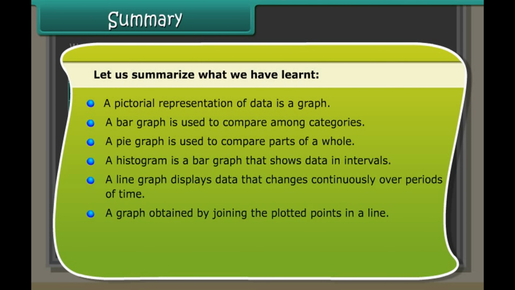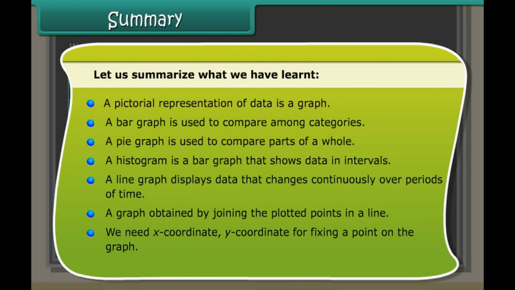A graph obtained by joining the plotted points in a line. We need the x-coordinate and y-coordinate for fixing a point on the graph. We can show direct variation through a line graph.